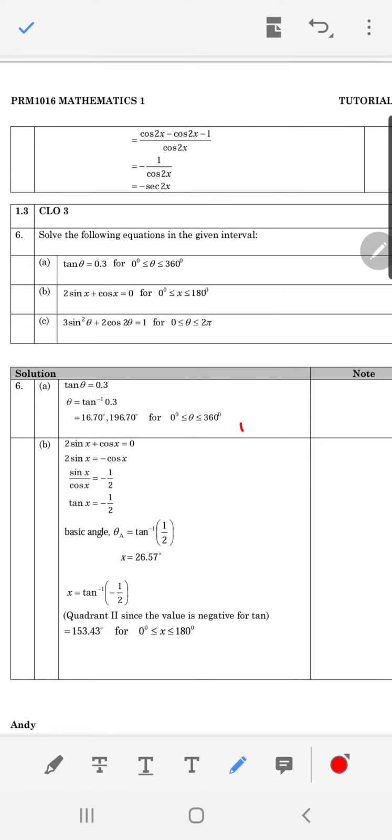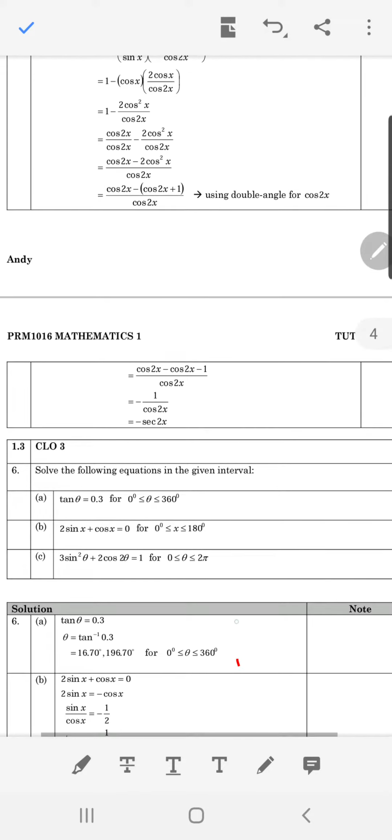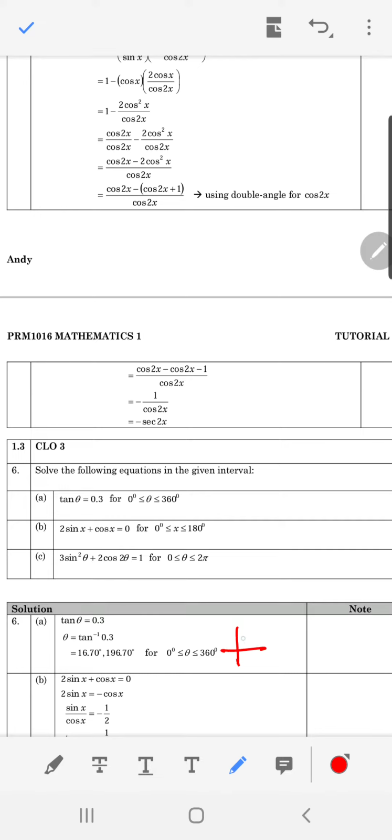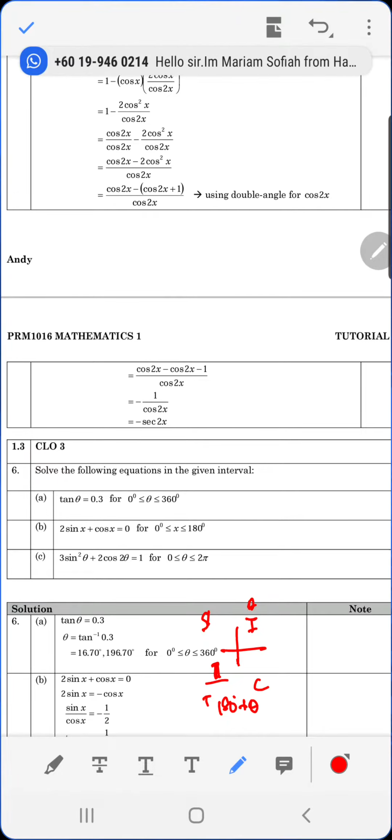So for tangent theta, you have two quadrants which are positive, quadrant 1 and quadrant 3. So remember, All Science Teachers Are Crazy. Once you get the first quadrant answer from the calculator, for the third quadrant you use 180 degrees plus theta. So that is how you get 196.70.